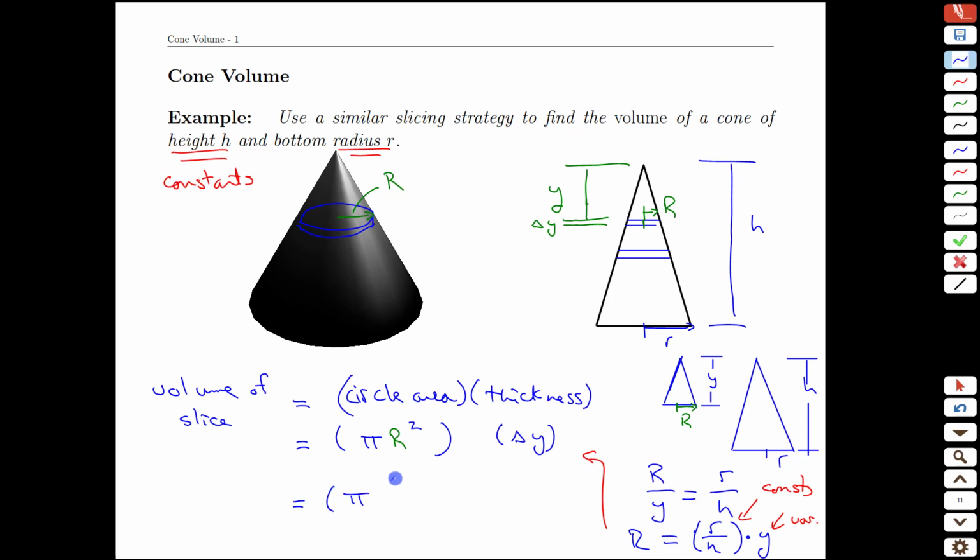We'll have pi times, in parentheses, little r over little h times y, all squared, times delta y. What is that telling us again? This is the volume of one slice. If you tell me where you want to take your slice, somewhere at some value less than h, I can find the radius of that slice. That's what this formula here gives us. Once we have the radius, we do pi r squared to find the area of this region, and then we just multiply by the small thickness delta y to get the overall volume. We're going to copy this to the next page and continue on.